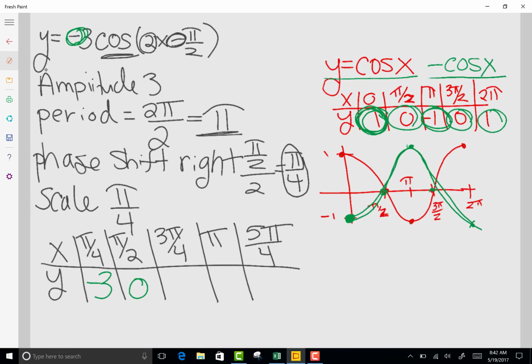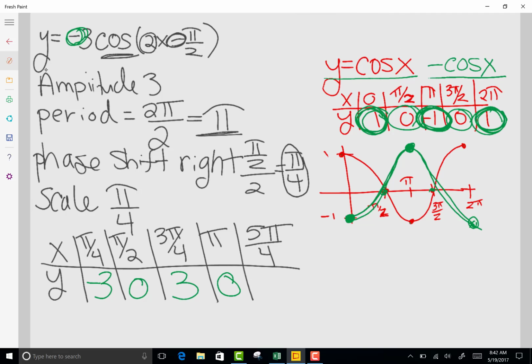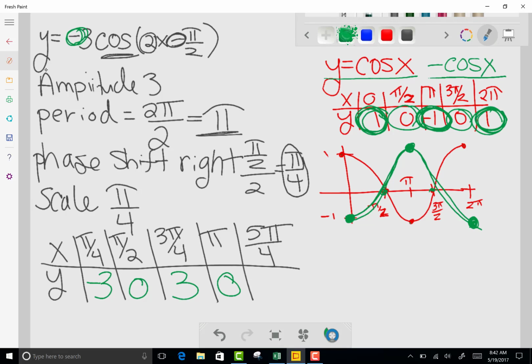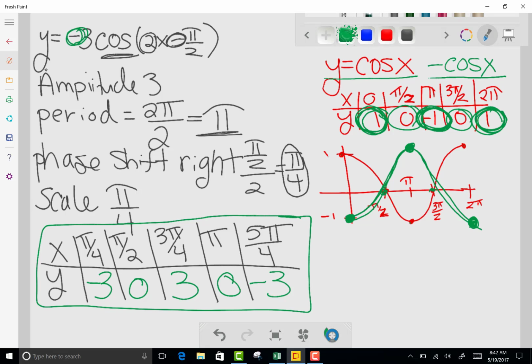Then typically for the mother function, you would go down to your min, but because it's flipped upside down, the halfway point should be my max now. So that should be 3. Then I go back to 0. And then typically we would end with our max, but because it was flipped upside down, I should end with my min, which is minus 3. So here are the points for my translated function that we're going to use to graph it.